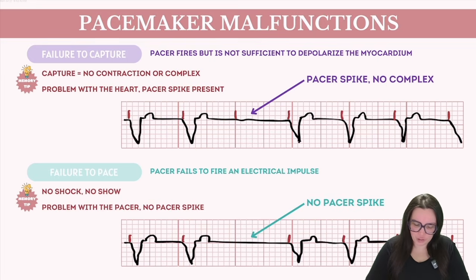So if we take a look at our strip, you can see here that we have a ventricular pace rhythm. We have a pacer spike before each QRS complex. But as you can see right here, we have a pacer spike with nothing behind it. It's like our QRS ghosted us.